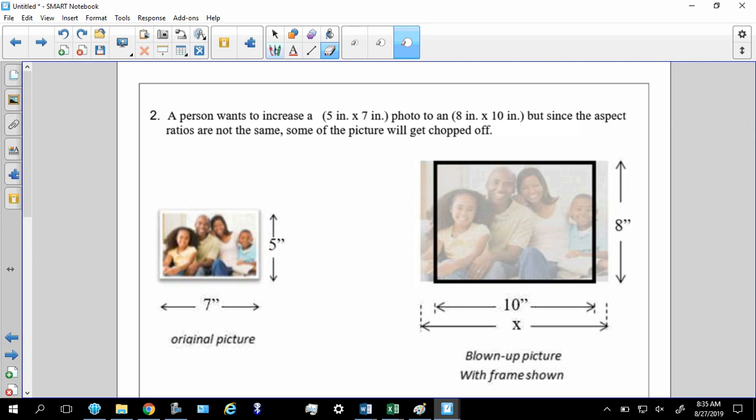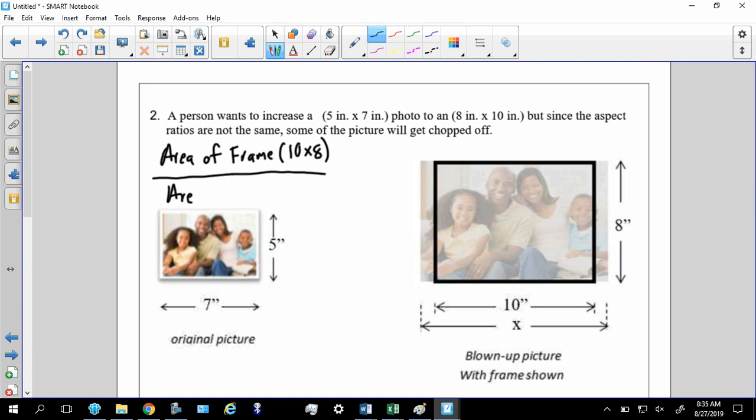If you remember, it is going to be the area of the frame, which it already gives to us, and that's a 10 by 8, divided by the area of the picture. Now the area of the picture, notice what we have here. This x, see how this x goes all the way out to the edge of the picture? And then we have the height, which means the height of the picture and the frame are exactly the same. So we don't know what our width is, but we do know what our height is. So it's a something by 8. If you set the problem up correctly, like I just did, it makes it very easy.